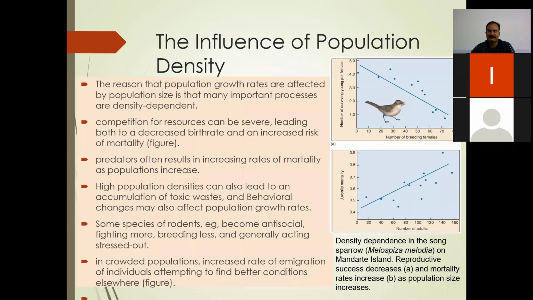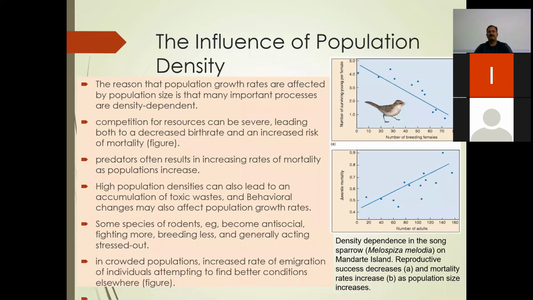High population densities can also lead to an accumulation of toxic waste, and behavioral change may also affect the population growth rate. In some species like rodents, rats and mice, individuals become antisocial, especially males, who fight more and more, and there will be fewer chances for breeding, and generally the individuals of the population become stressed out.